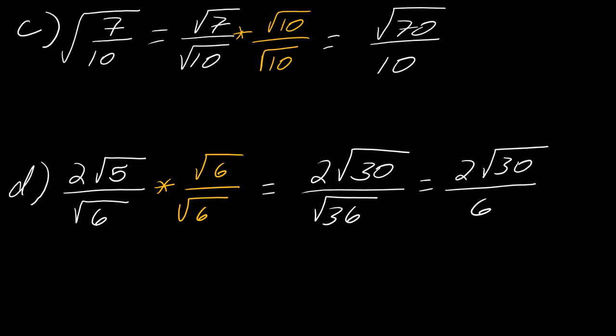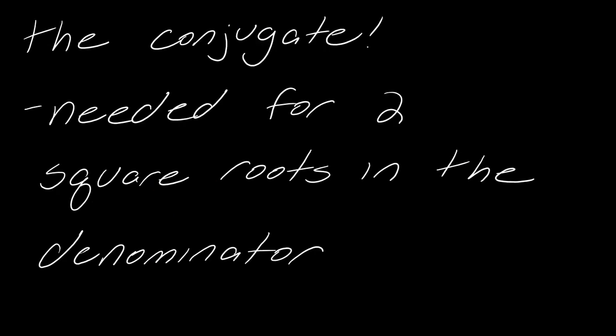But the plot twist with this one is that 2 goes into 6 3 times. So this whole thing will actually simplify to the square root of 30 over 3. So you do have to watch out for other simplifications, of course. Now, the last thing that I want to talk about is the idea of the conjugate.